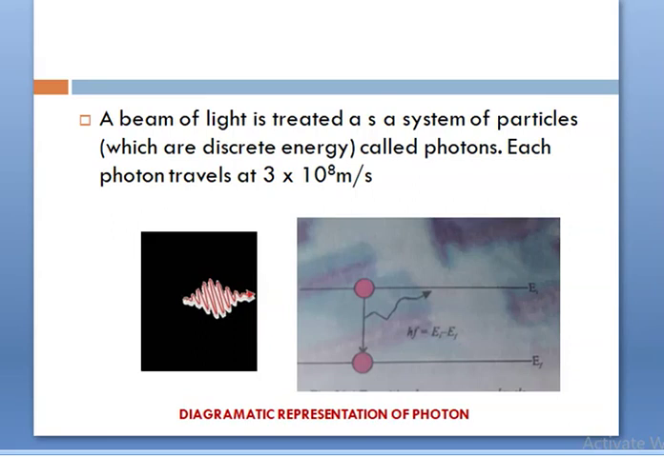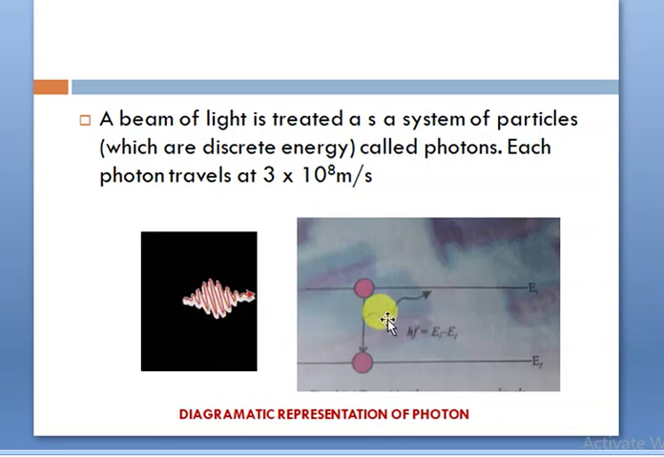Diagrammatic representation of photon. So this is how a photon looks like. You can see the photon when it is being emitted or reflected or transmitted or absorbed. Look at the diagram of photon. They are very tiny.